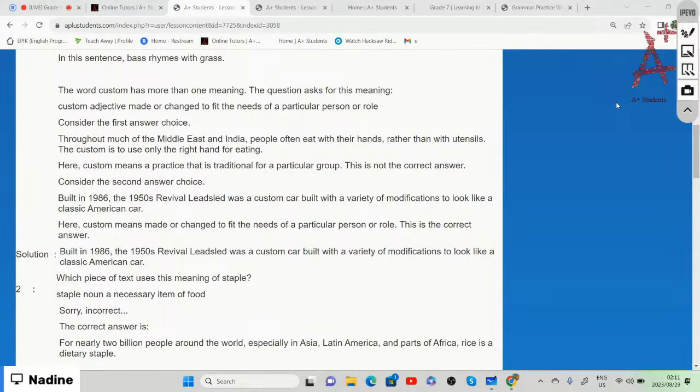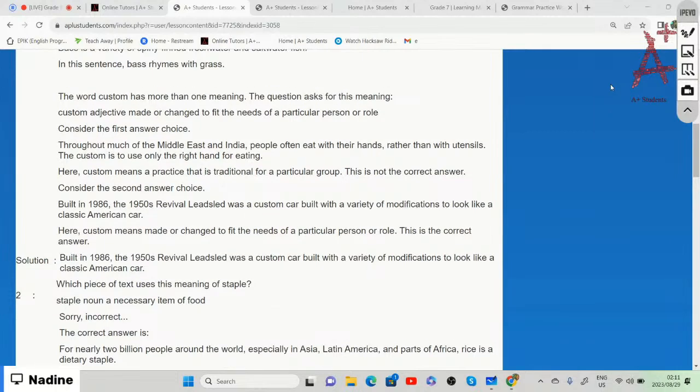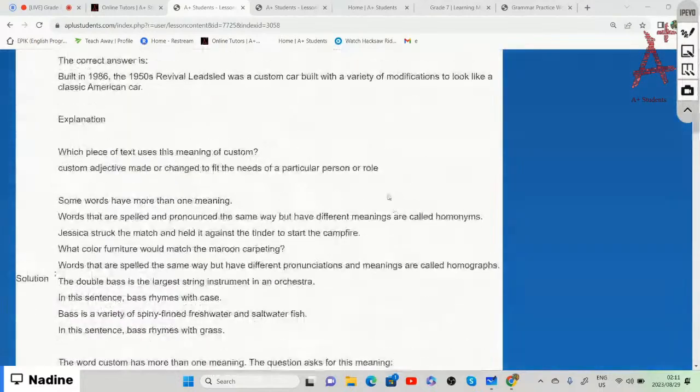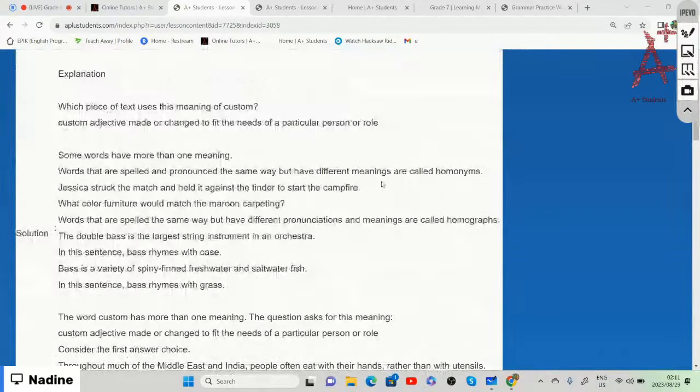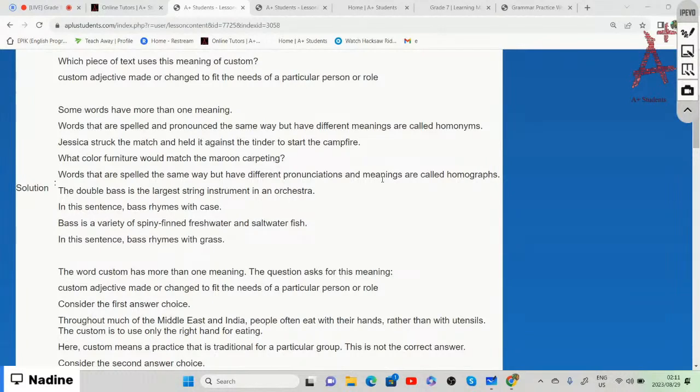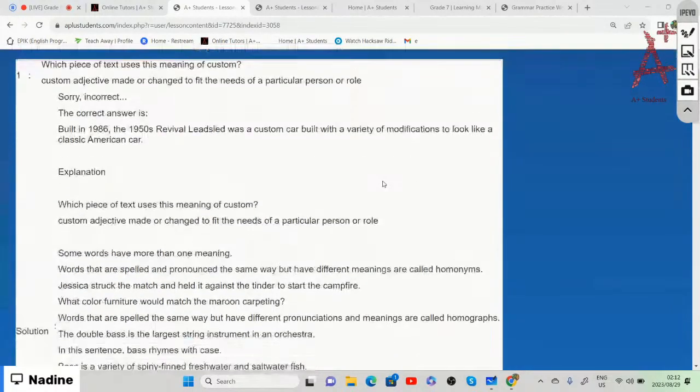Consider the second choice. That goes with our question, right? Before we go on to our questions, I apologize, I said we have homonyms and we have homographs. Some words have more than one meaning. We have words that are spelled the same, pronounced the same, but have different meanings, and we call those homonyms. Then we have words that are spelled the same way, but the pronunciations and the meanings are different, and we call those homographs.